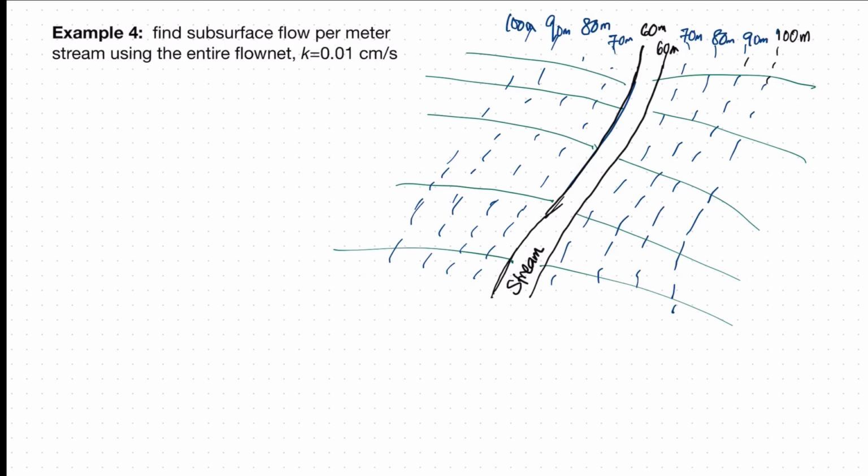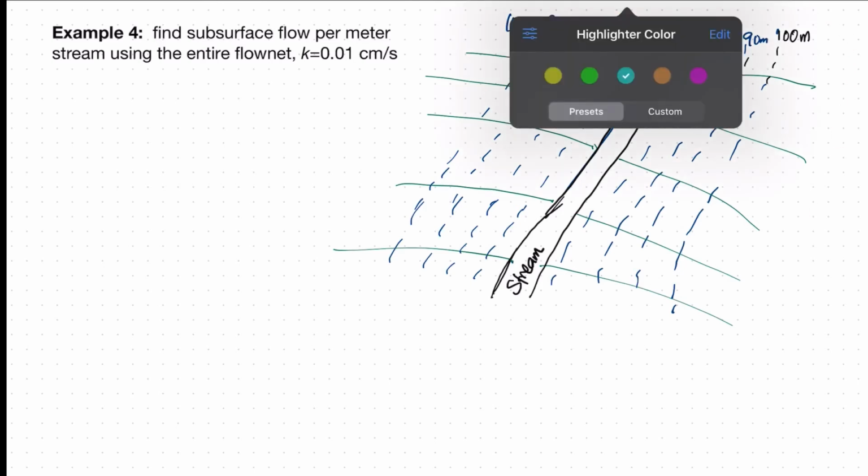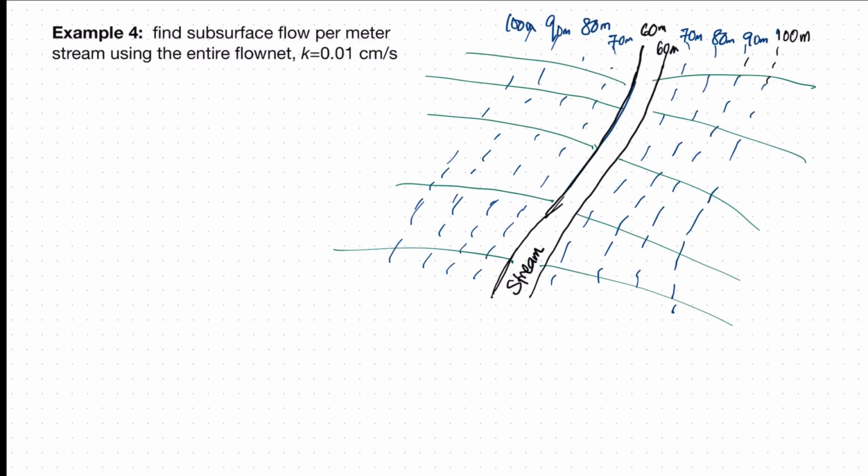Example number 4. In this question, you are asked to find the subsurface flow per meter of stream using the entire flow net, given that hydraulic conductivity for this particular area is 0.01 centimeter per second. So this is the whole flow net system. You have a bird's eye view of a valley, and the center of the valley is a river stream, which sits at 60 meters from sea level.